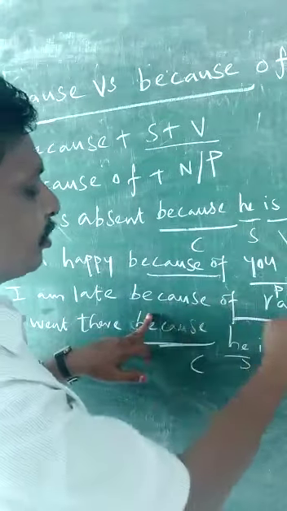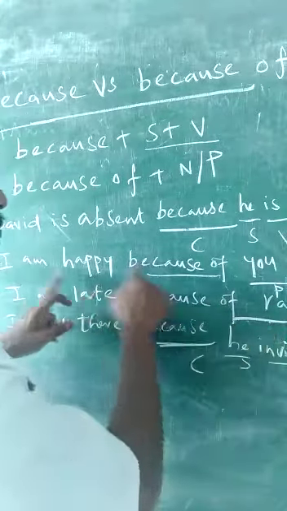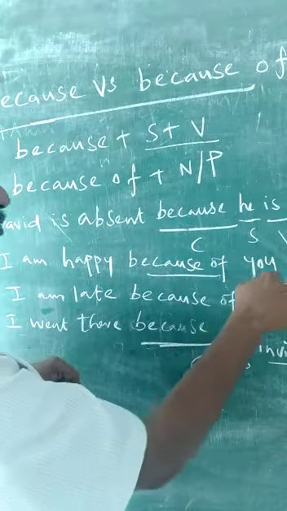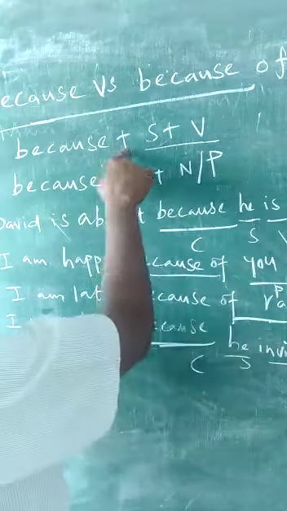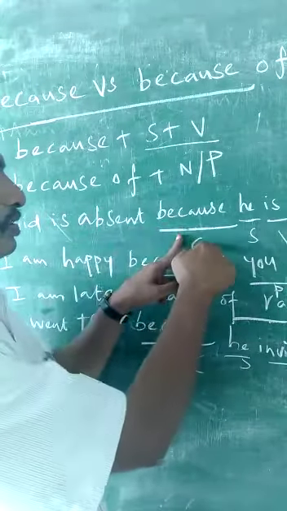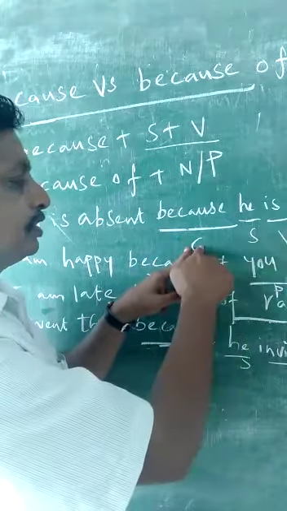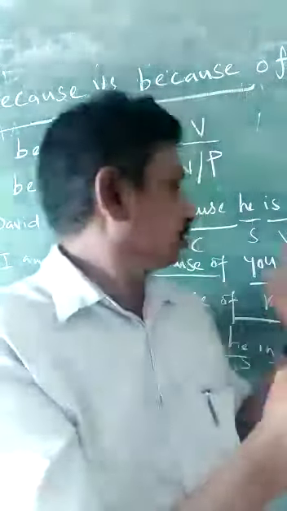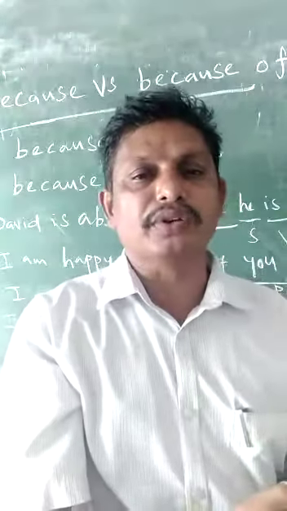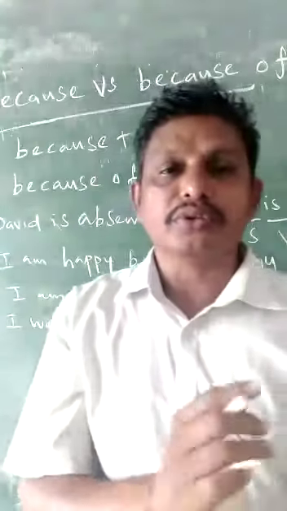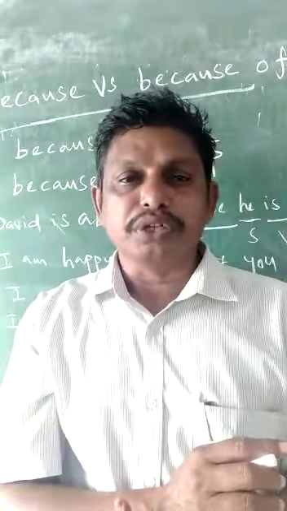For example, you see here, I am late because of rain. Here rain is a noun, and I am happy because of you. Here you is a pronoun. So, noun or pronoun. I have used here pronoun and noun, and because is followed by subject plus verb. So David is absent because, so conjunction C plus S plus V, conjunction subject verb. So because is always followed by subject plus verb. Because of is followed by pronoun or noun. This is the only difference between these two terms.